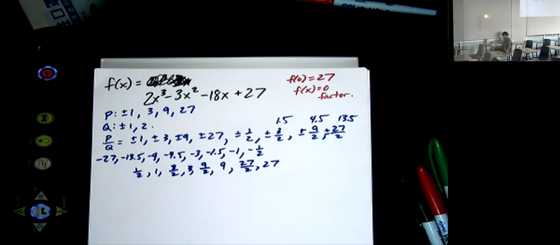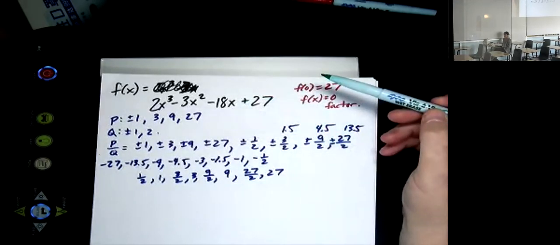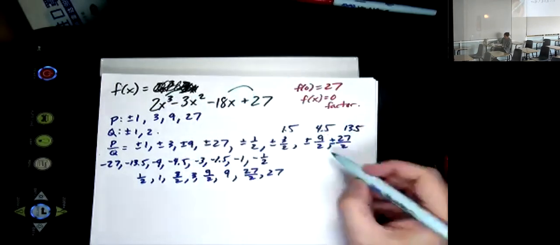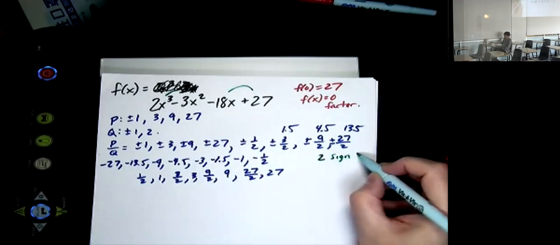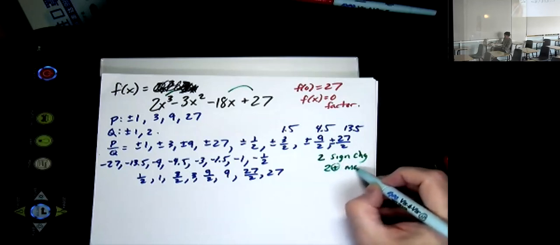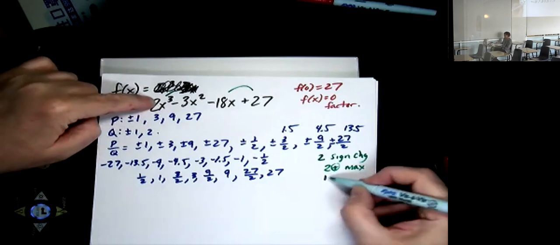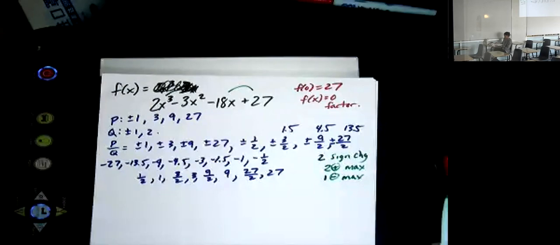So let's look at doing the sign change test. How many times does this function change signs? 2. It changes signs here and it changes signs here. So it's got 2 sign changes, so we can have at most 2 positives. 2 positives max. And by recognizing that 3 is the maximum number, we could do 1 negative. 1 negative max.